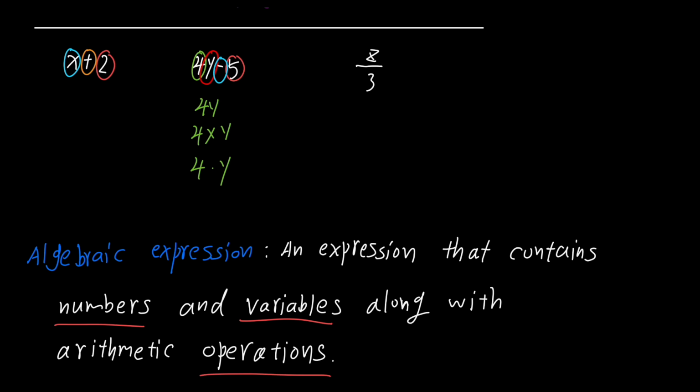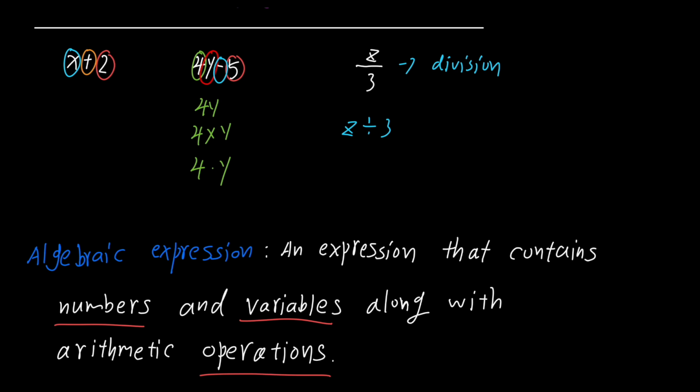And let's see this third one, z over 3. This bar here means division. And we can rewrite this form into z divided by 3. And let's see, we have a variable, we have a number, and we have an operation, which in this case is division. So you have these three elements right here. So we call it an algebraic expression.